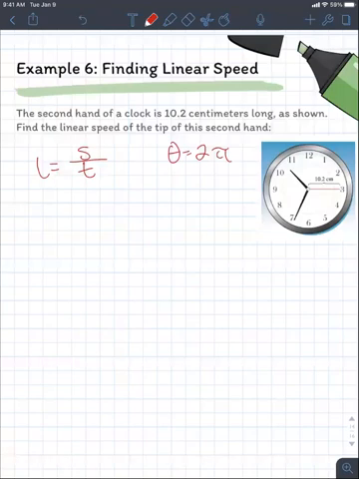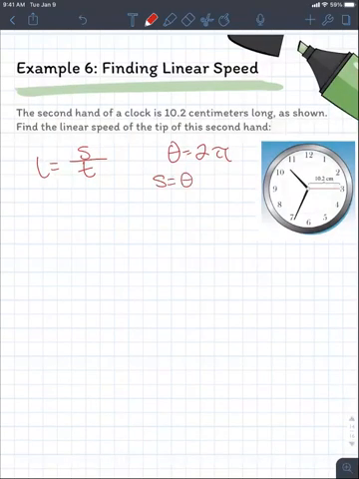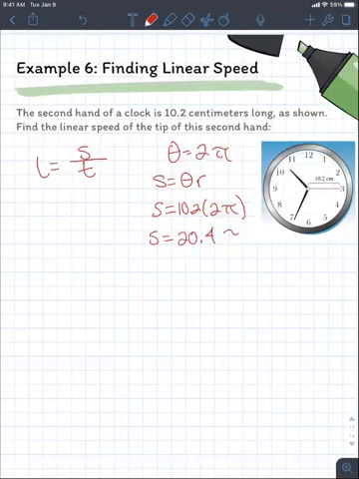Still good? If you forget that, on the unit circle it starts at 0 and goes all the way to 2 pi. And then we can multiply that. Our arc length is theta times r, so we'll multiply by the radius to get the arc length, which is the same as the circumference in this case. So we'll do 10.2 times 2 pi. We'll leave it in decimals, how the book has it. 10.2 times 2 is 20.4, so 20.4 pi. Still good?